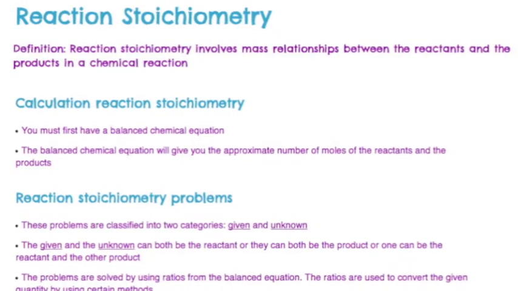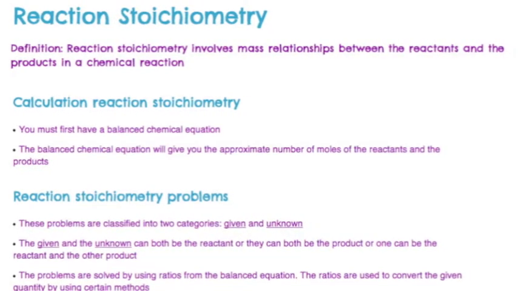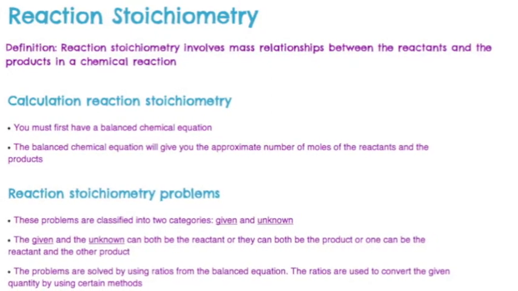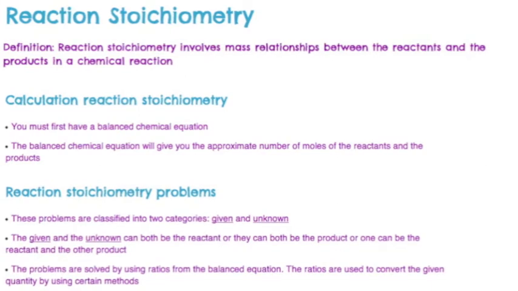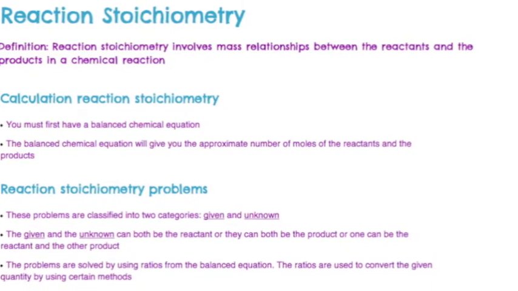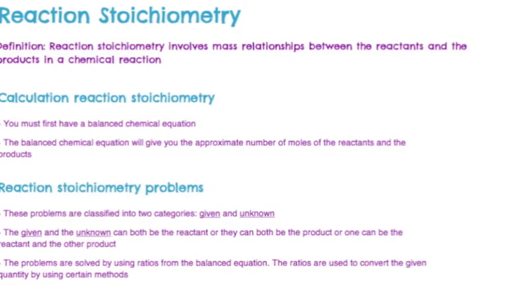Reaction stoichiometry involves mass relationships between the reactants and the products in a chemical reaction. To calculate this, you must first have a balanced chemical equation that gives you the number of moles in reactants and products. In these problems, they are used by solving ratios from the balanced equation and then converted by using certain methods.